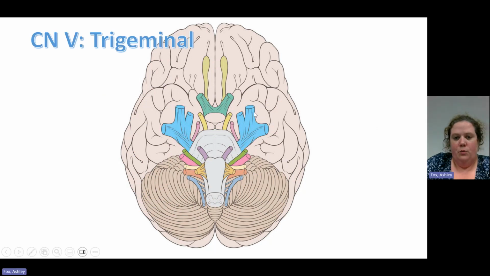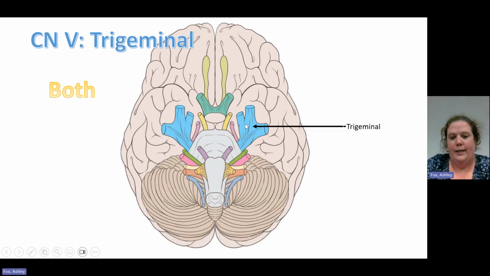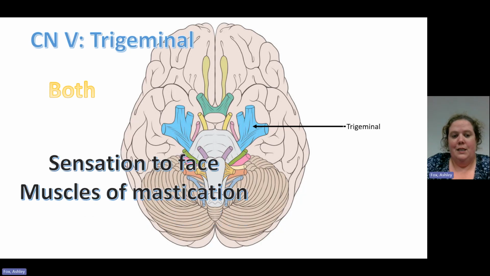Trigeminal is this big, large one here. It is going to be both motor and sensory. So I'm going to give you two functions. It is sensation to the face. Actually being able to feel your face is going to be your trigeminal. A lot of people get confused. Don't confuse it with the facial nerve. That's going to be actually movement to the face. The trigeminal is being able to feel.